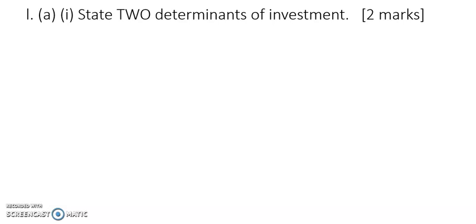Now the first question on this paper says state 2 determinants of investment. Okay, so we know that one determinant is the accelerator principle, because investment, if you recall, is the capital output ratio times the change in the level of income. So that's the accelerator principle.